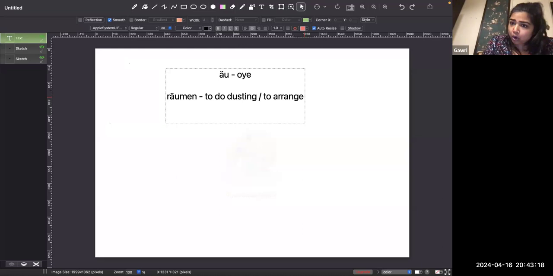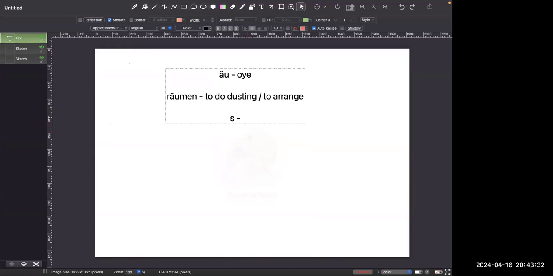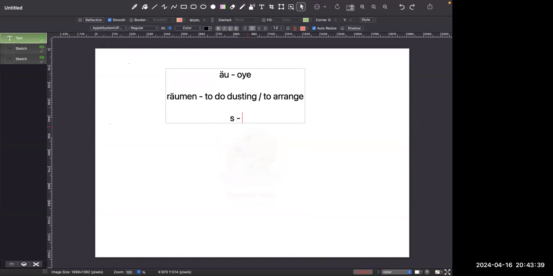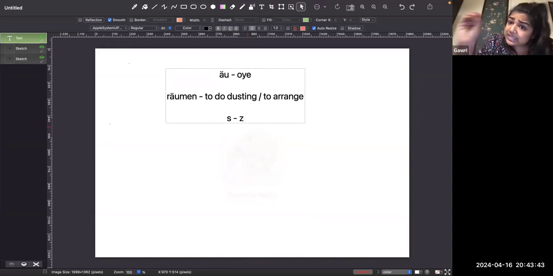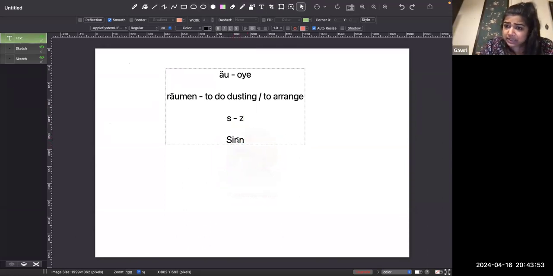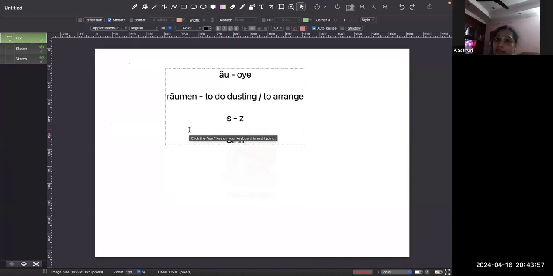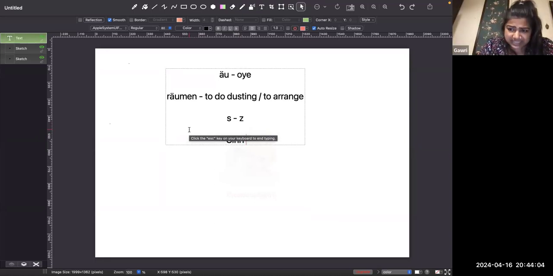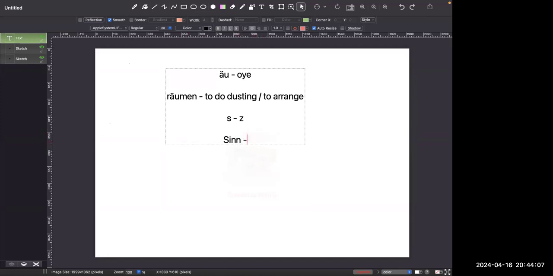So, now guys, coming to some other alphabets, we are now going to discuss the alphabet S in German. Which alphabet is pronounced like this in English? Z. So S is pronounced absolutely like Z, the way we pronounce Z in English. So how would you pronounce this word? Zin.